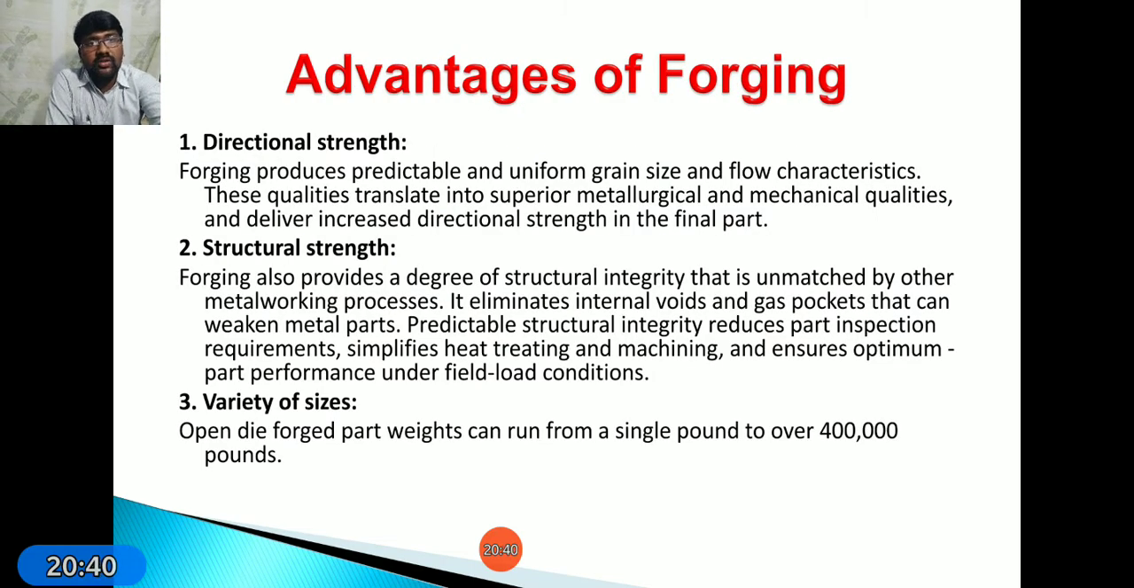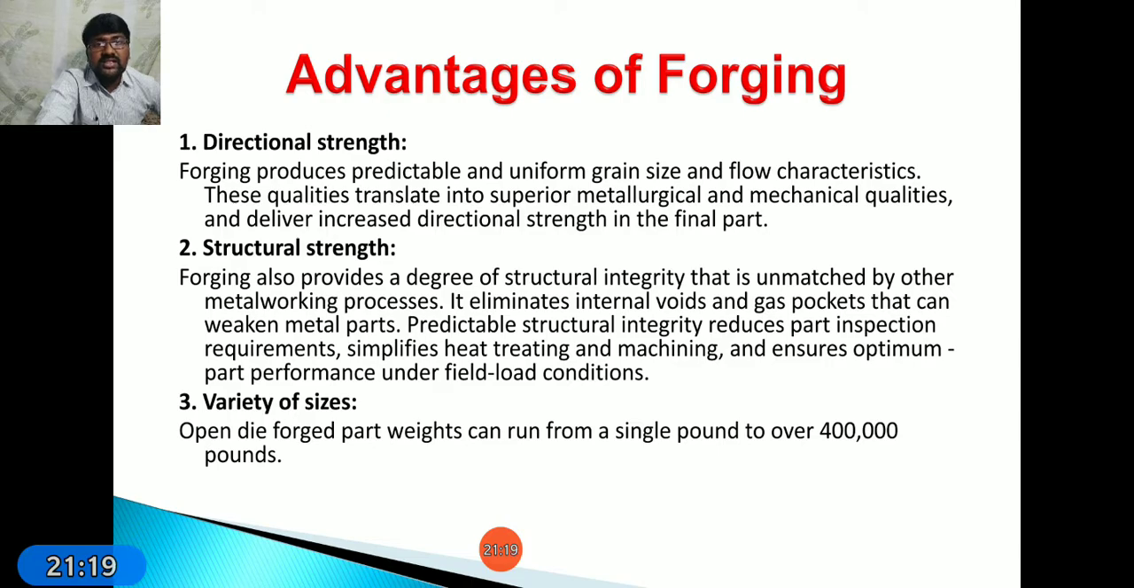Next, coming to advantages of forging. Directional strength is one of the advantages. Forging produces predictable and uniform grain sizes and flow characteristics. These qualities translate into superior metallurgical and mechanical qualities and deliver increased directional strength in the final part. Because we are applying a number of blows on the workpiece, any defects in the forging material can be overcome.